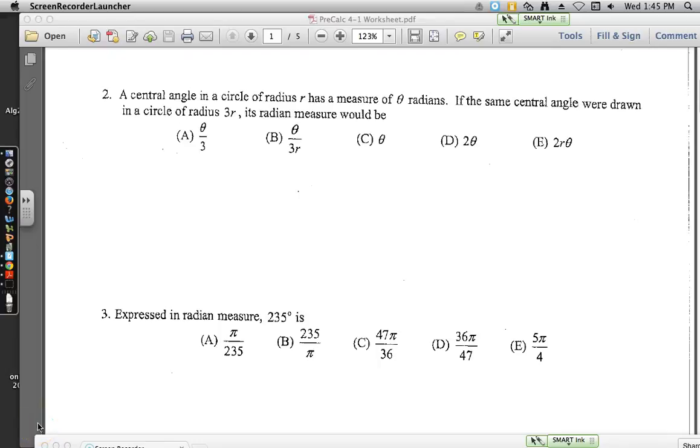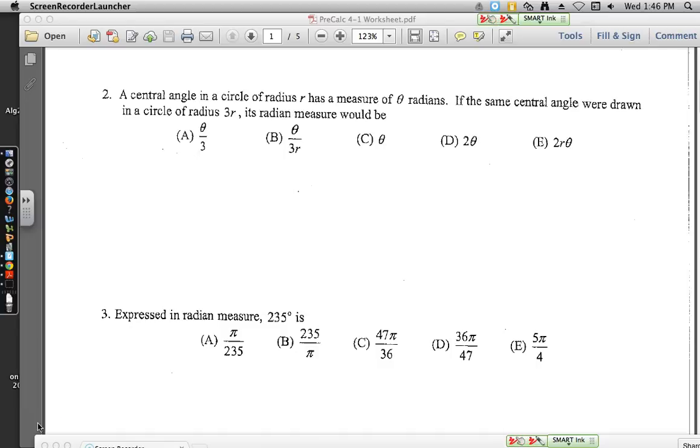These are the frequently asked questions for pre-calculus for the worksheet for section 4.1 on angles and angle measures. The first problem you had asked for was number 2. Number 2 says a central angle in a circle of radius r has a measure of theta radians. If the same central angle were drawn in a circle of radius 3r, its radian measure would be.